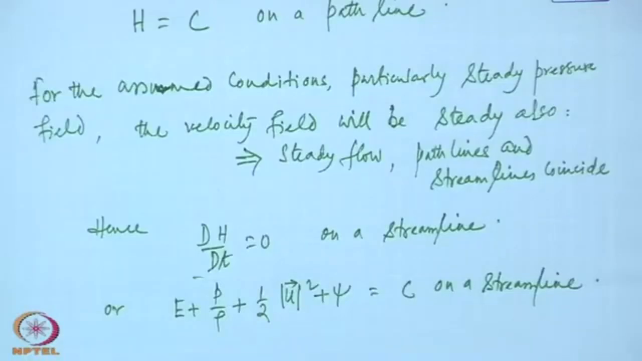Have you come across this quantity in thermodynamics? Perhaps in thermodynamics you have written E plus PV. What is that? See the left hand side, now each term is per unit mass. E plus p by rho is enthalpy. So, this is enthalpy.